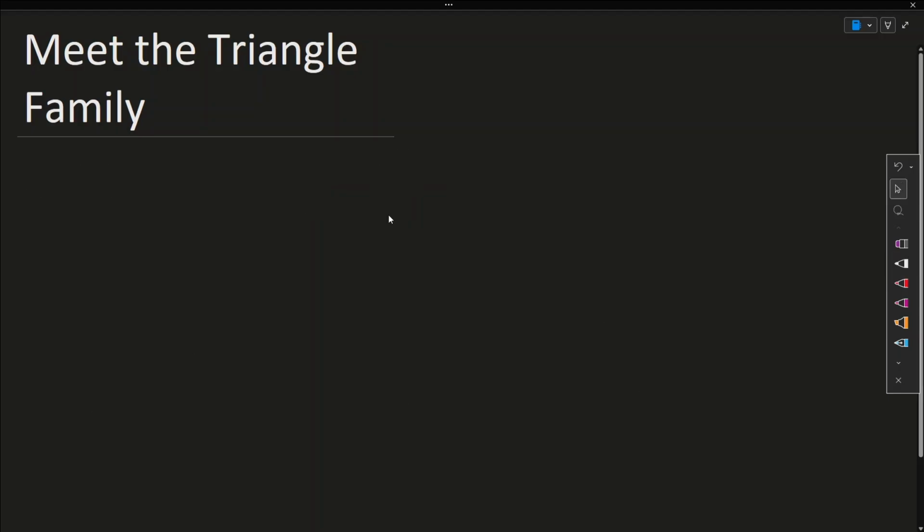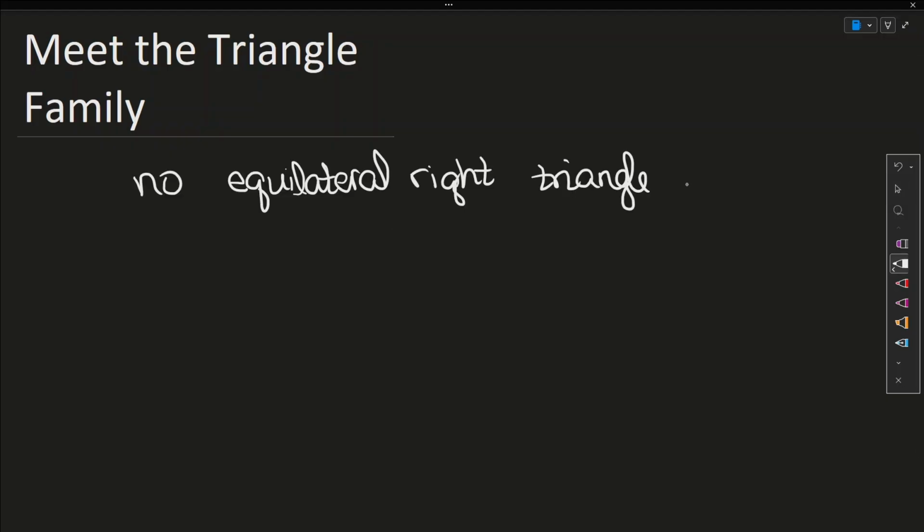Now, here's an important idea. Not all combinations are possible. For example, there is no equilateral right triangle. Why not? An equilateral triangle has three equal angles. Since the angles in any triangle add to 180 degrees, each angle in an equilateral triangle must be 60 degrees, the total 180 degrees of the triangle divided by the three angles.